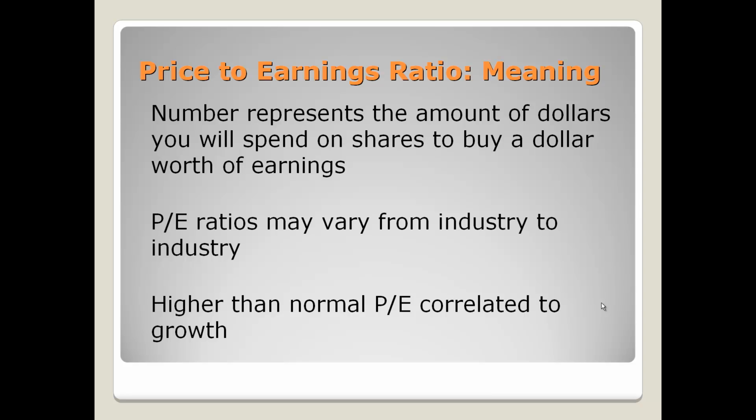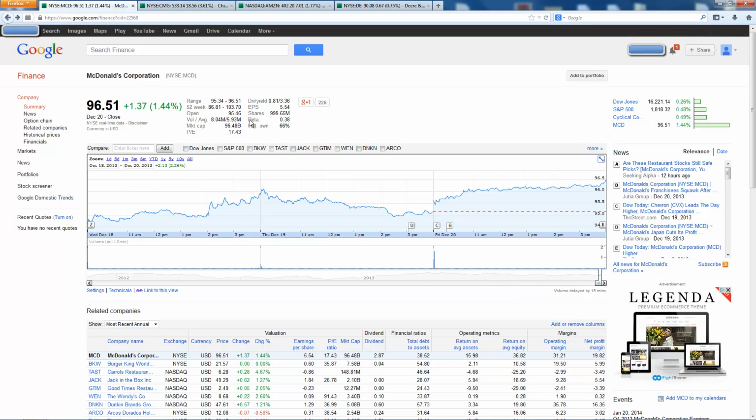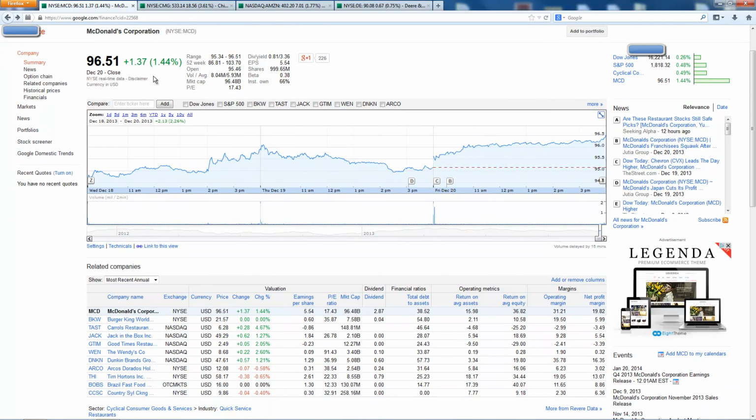So P/E ratio is a really good way to compare stocks and try to figure out what is a real value. And to help illustrate that, I'm going to quickly compare a few stocks. I've already pulled up a few common companies in Google Finance, and what we're going to find is that we're looking at McDonald's here, and we'll see the P/E ratio is 17.